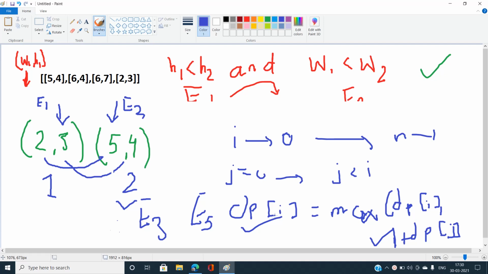Just a modification, since we are using two keys. Okay, so let's look at the code now.